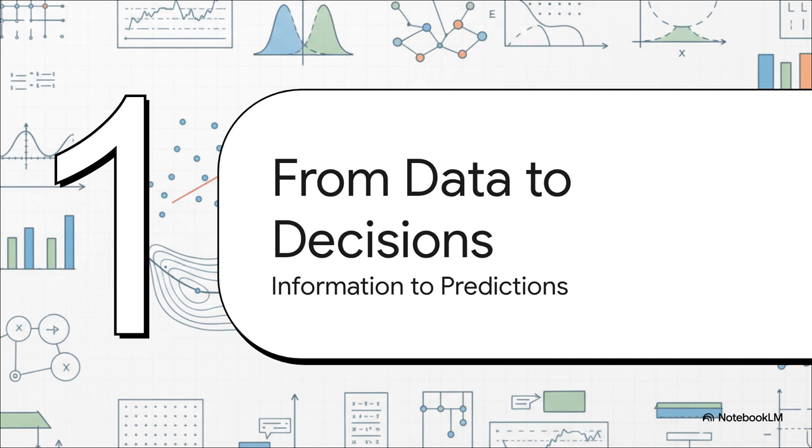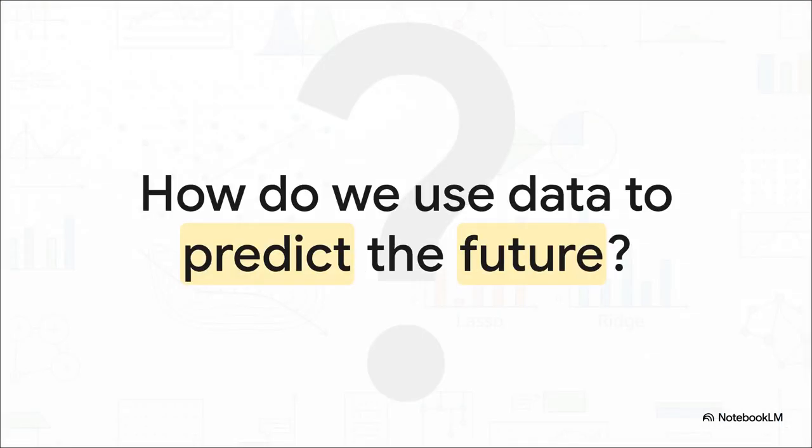All right, first up, from data to decisions. You know, when you get right down to it, a ton of machine learning boils down to one simple goal: using what we know right now to make a really good, educated guess about what's going to happen next. And that leads to this central question. Whether you're trying to forecast sales, figure out what a house is worth, or assess financial risk, it all starts right here.